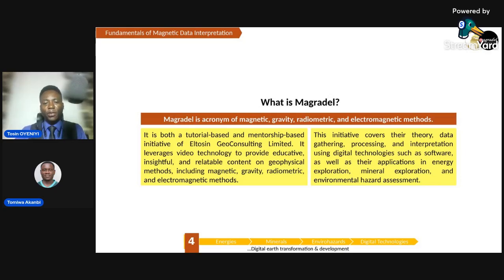This initiative covers their theory, data gathering, processing, and interpretation using digital technologies such as software, as well as their application in energy exploration, mineral exploration, and environmental asset assessment.